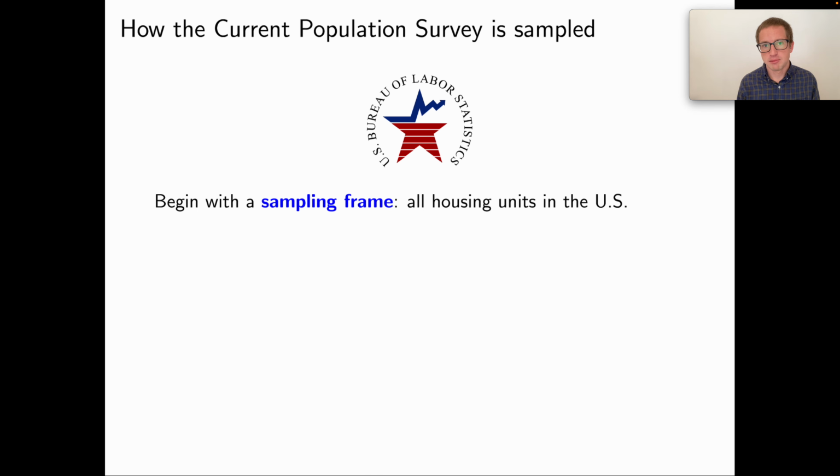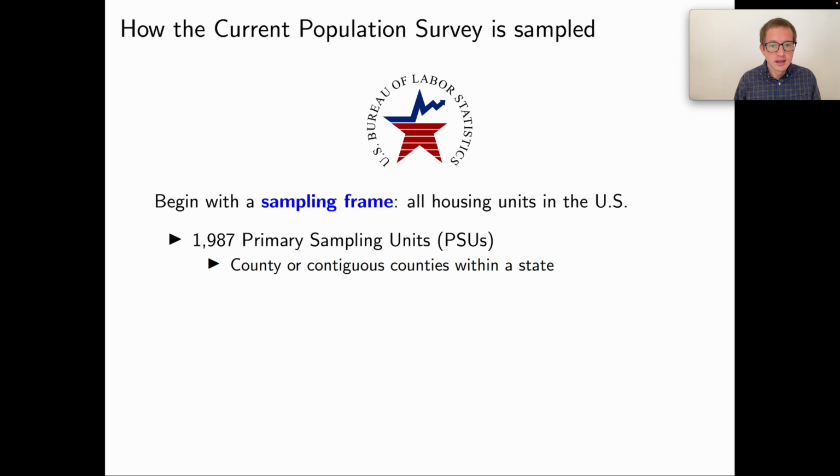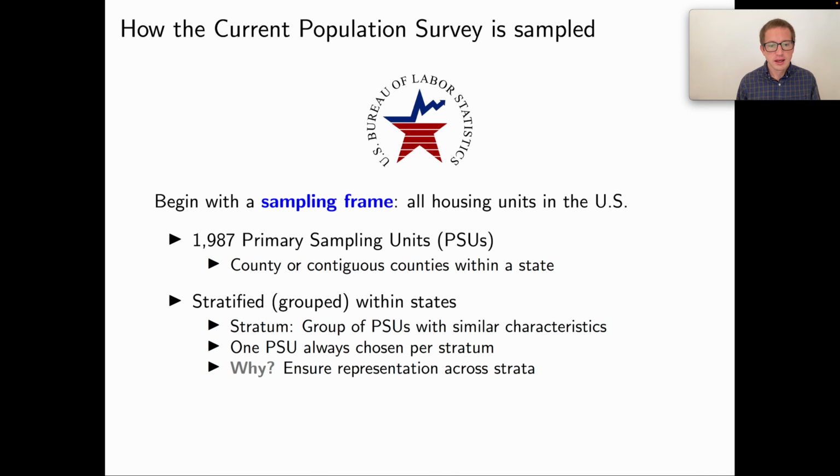And every good sample begins with a sampling frame, because only once you've enumerated the set of people you'd like to talk to can you begin thinking about how to get a representative sample of those people. The CPS then divides the sampling frame into 1987 primary sampling units. A primary sampling unit here is a geographic region, which is often a county or a set of contiguous counties within a state. Then they take these PSUs and they stratify them.